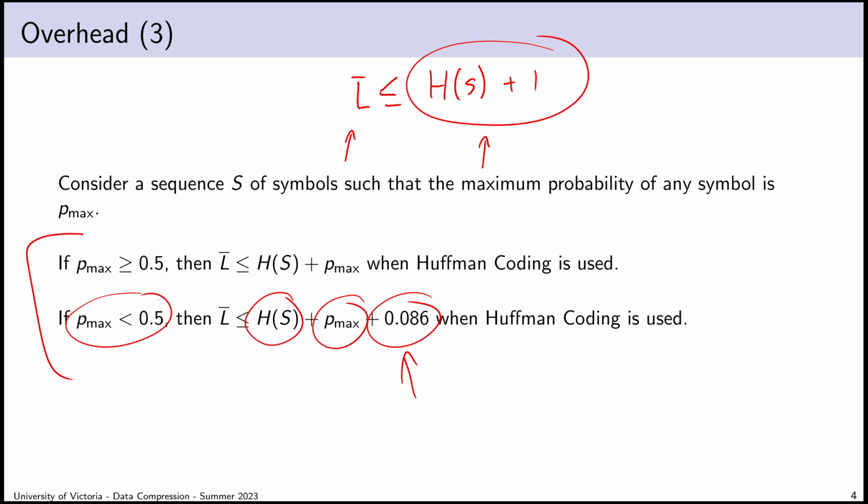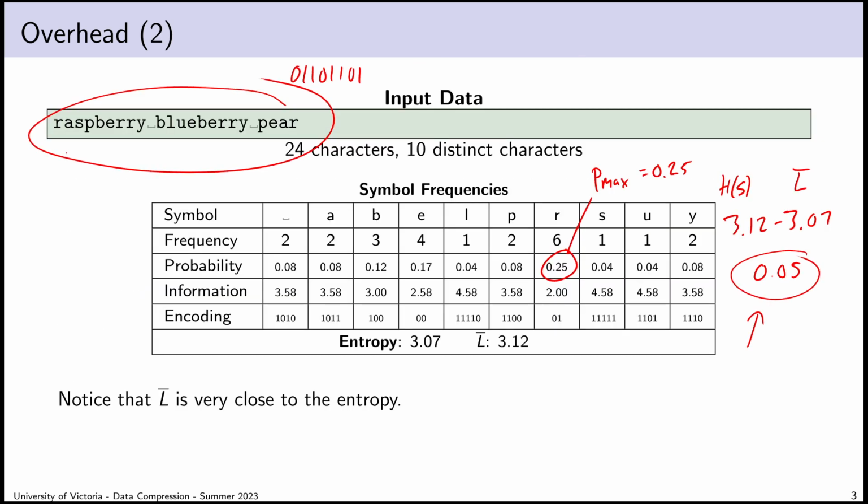We won't pursue this further, but in the readings there is a discussion of this, and maybe you can see where they're getting this constant from. It doesn't just fall out of the sky. It does get derived based on some other characteristics. But if we take a look back one slide, we can actually understand that we're doing a lot better than this bound. According to the bound on the next slide, we should have that L bar is less than or equal to H of S plus P max plus that weird constant, 0.086.